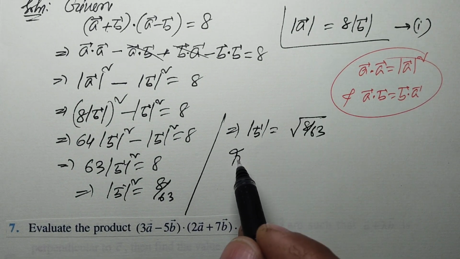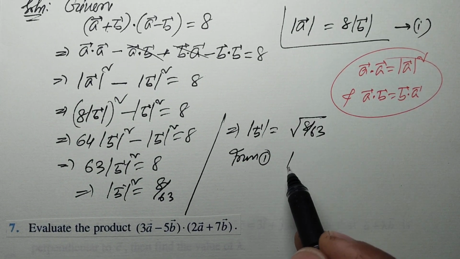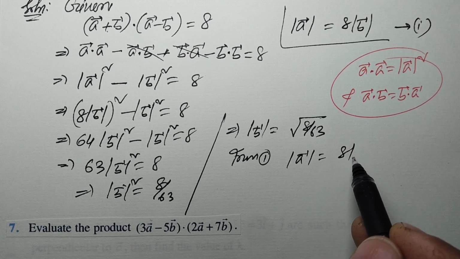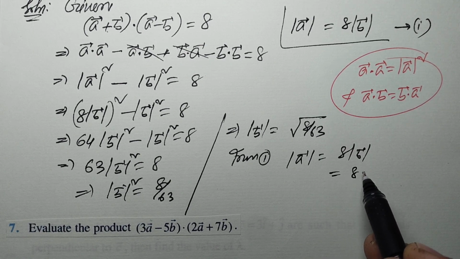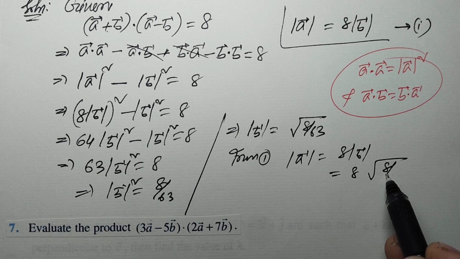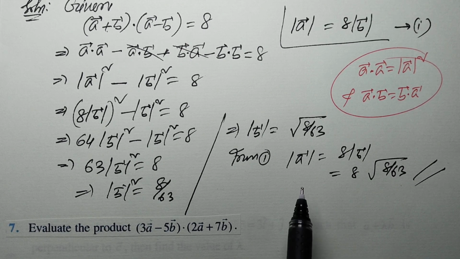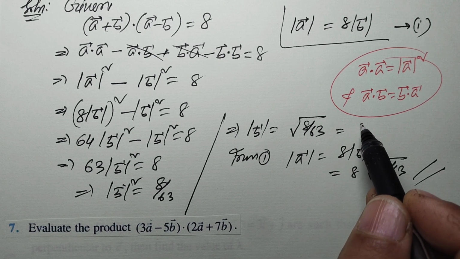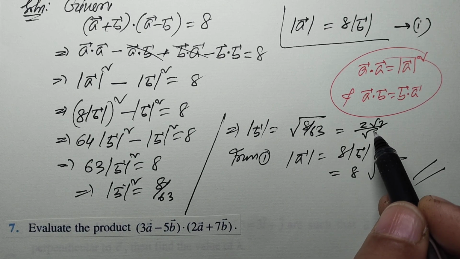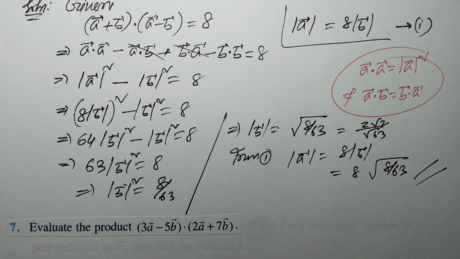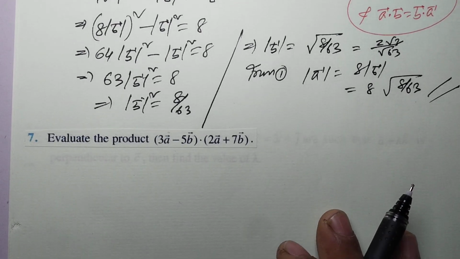The question asked to find a magnitude and b magnitude, so we already got the b magnitude. Now from the given condition we can find a magnitude. A magnitude is 8 times b magnitude, so 8 times b magnitude is 8 by root over 63, and it can be simplified further. So further, this 8 can be written as 2 root 2 by root 63. So this is the complete solution for this question.